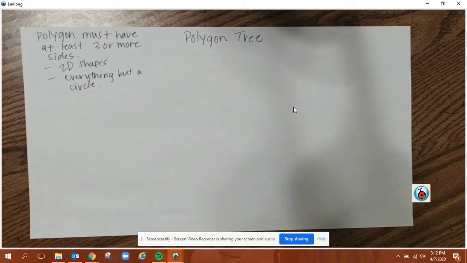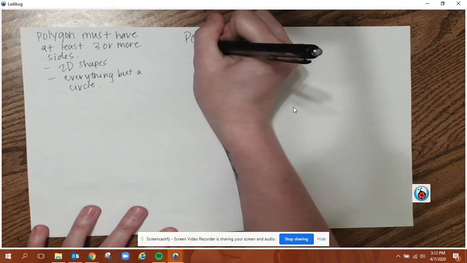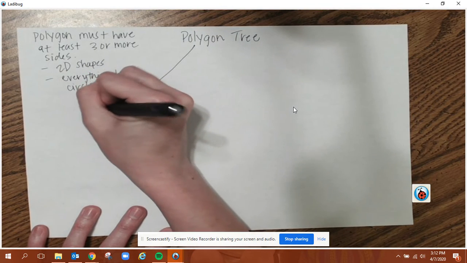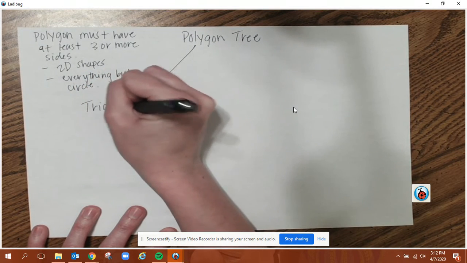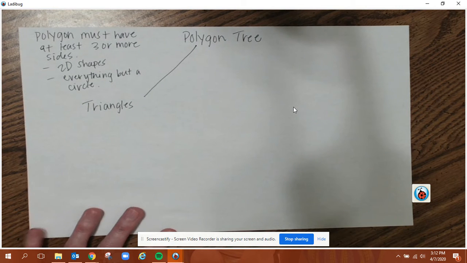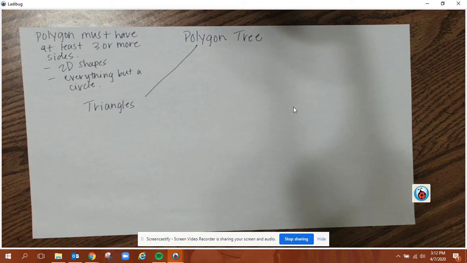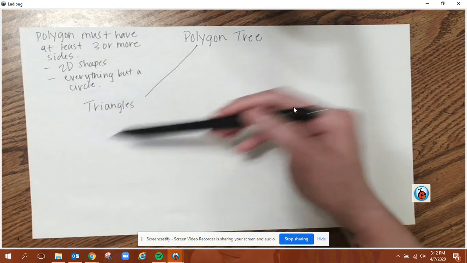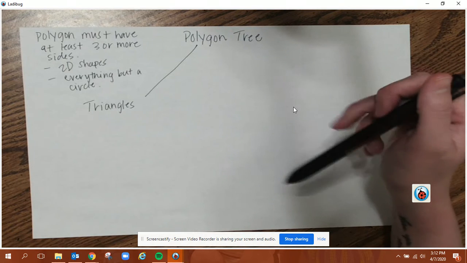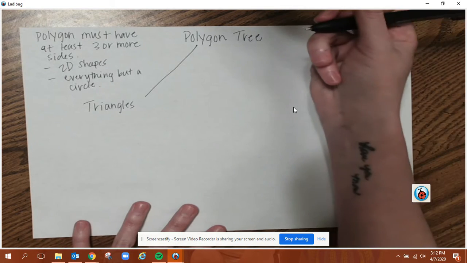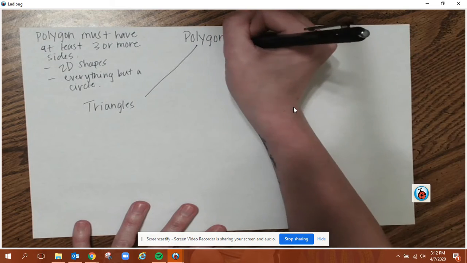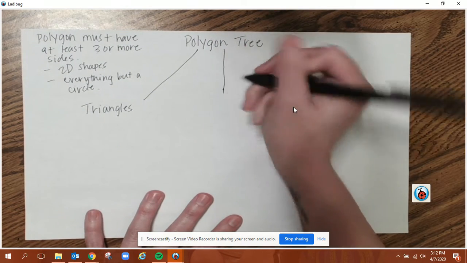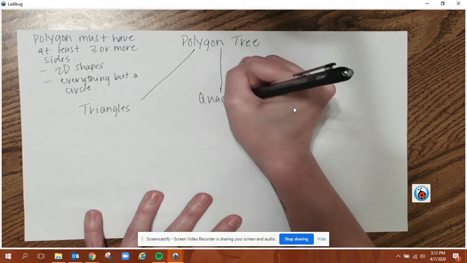Okay, so the first thing we're going to talk about in our polygon tree is triangles. Now, we're not going to talk about triangles today. That's going to be tomorrow, but that would be our first subset of our polygons. And remember, we talked about subsets are like different families. So if you think of this as like a family tree, right? Here's one side of the family, and then there's going to be another side, right? Okay, so our next subset within our polygon tree is going to be what we're talking about today, which is quadrilaterals.